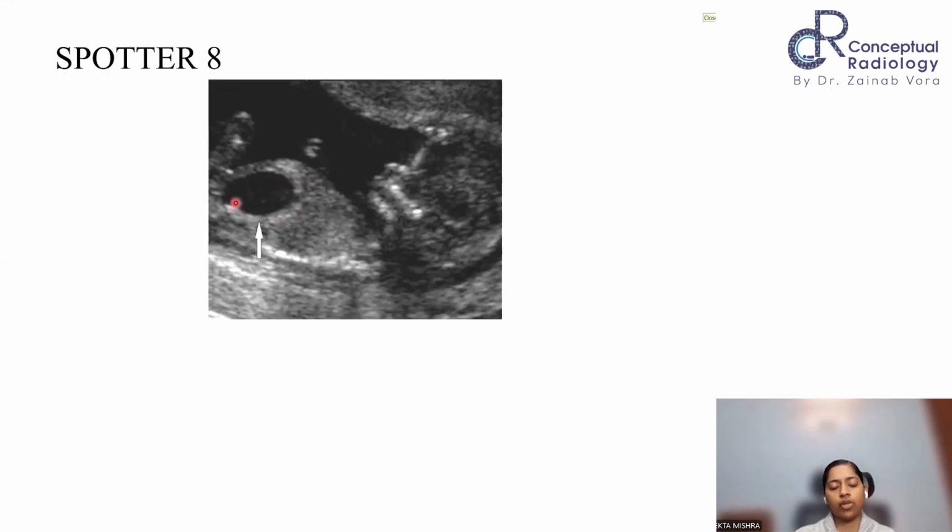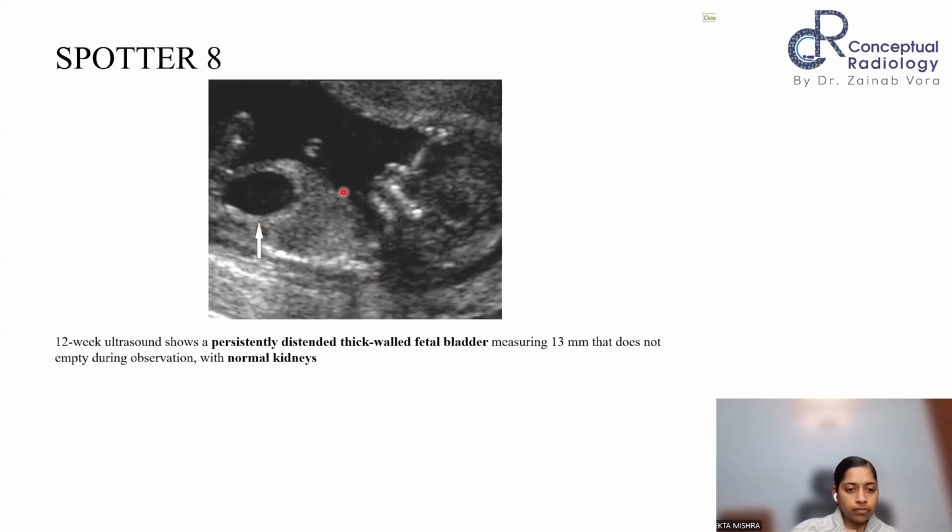This is something which is bothering me. Otherwise, the scan was done almost. We did scan 2-3 times, but still this thing is persistent. So this is a fetal bladder, measured craniocaudally 13 mm, megacystis.